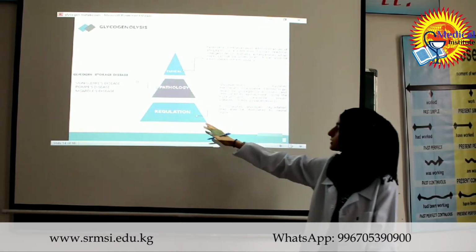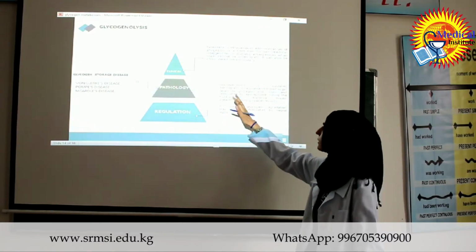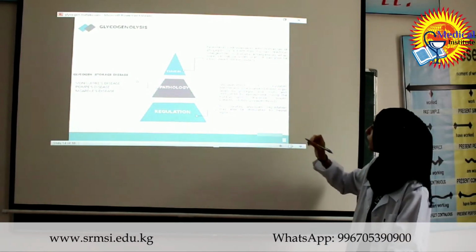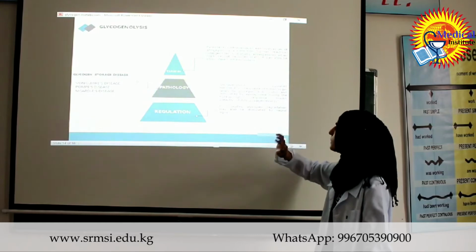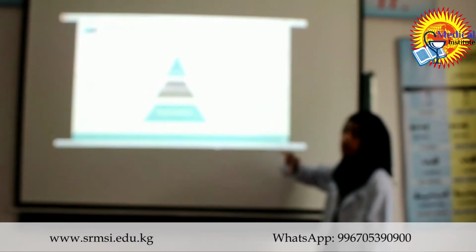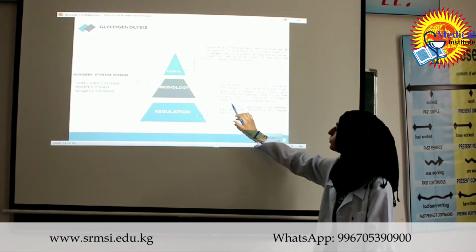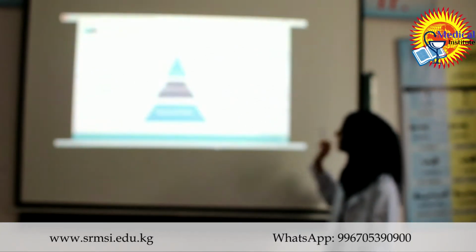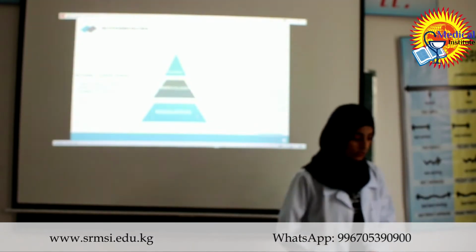Second last thing is the regulation. Glycogenolysis is regulated hormonally in response to blood sugar level by glucagon and insulin, and stimulated by epinephrine due to the fight or flight response. Insulin potently inhibits glycogenolysis. In myocytes, glycogen degradation may also be stimulated by neural signals.